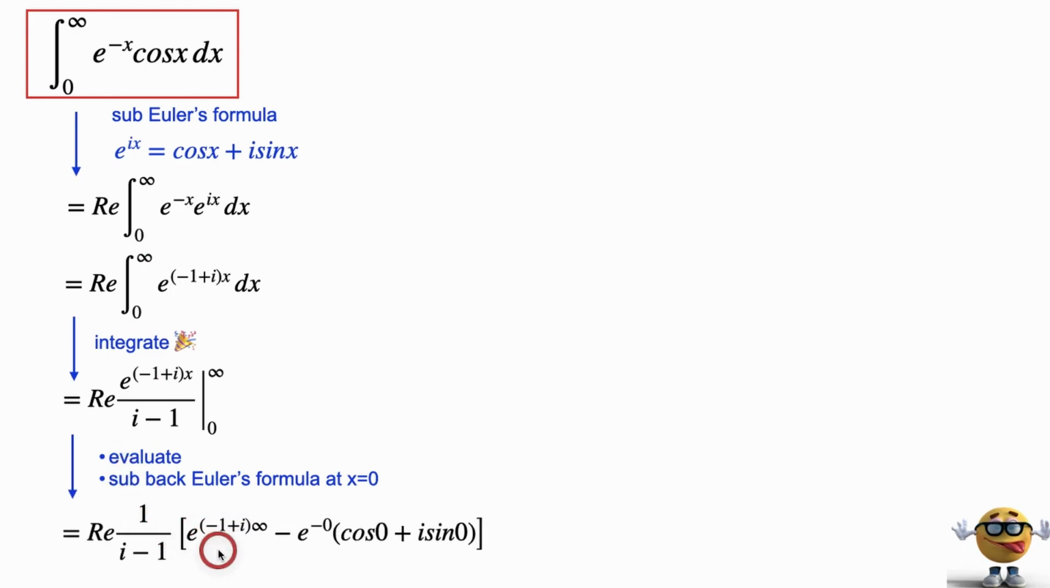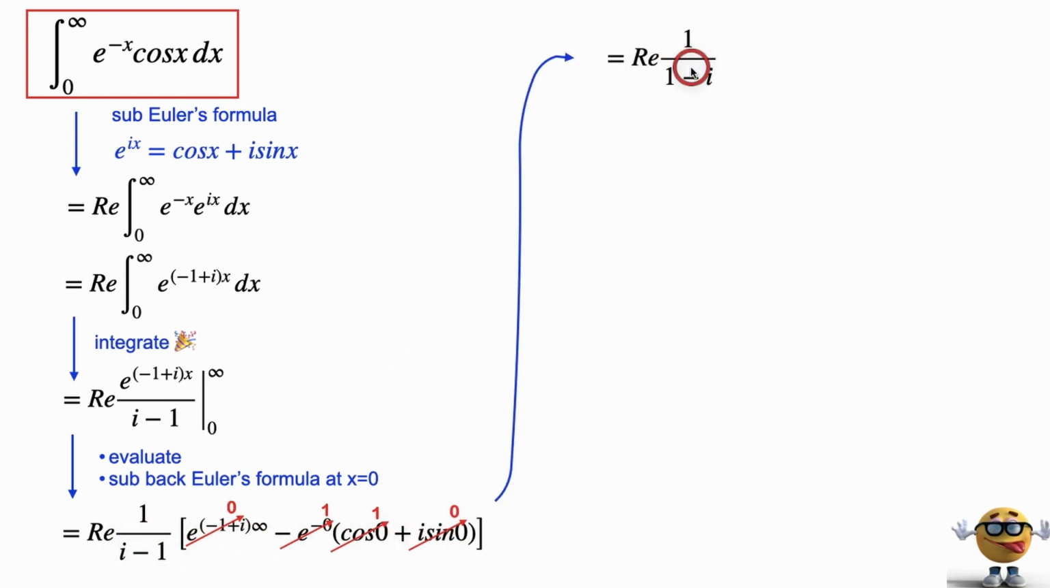So this is it. In the limit as x goes to infinity, this becomes 0. e to the negative 0 is 1, cos of 0 is 1, and sine of 0 is 0. So this whole thing becomes negative 1. So what this becomes is the real part of 1 divided by 1 minus i. And this is 1 minus i, and down here is i minus 1. The reason I swapped these in the denominator is because I have a negative 1 here. So I just brought this negative down into the denominator, so I didn't really have to worry about it too much. Okay, now we want the real part.